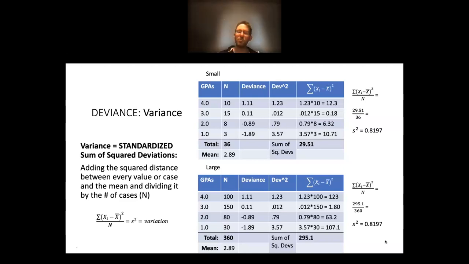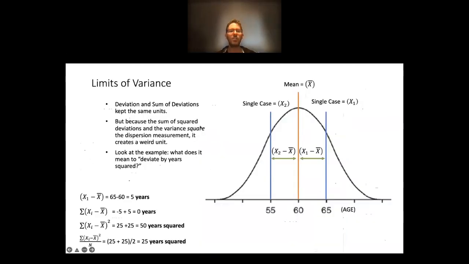Now, in the next data set, the large data set, remember the sum of squared deviations was 295, and we divide it by the larger n here, 360, and we actually come out with the same variance, 0.8197. So the variance actually solves the problem of the large versus small cases in data sets. There is one small problem, though, that we still have to reconcile.